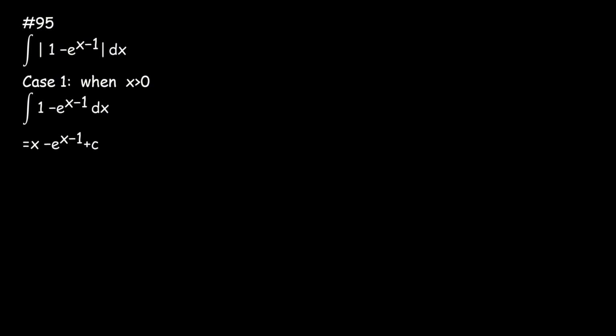That's the first case. And case number 2. When x is less than 0, we would have the negative of this function, which is negative 1 times e to the power x minus 1. This gives us the integral, which is negative x plus e to the power x minus 1 plus c.